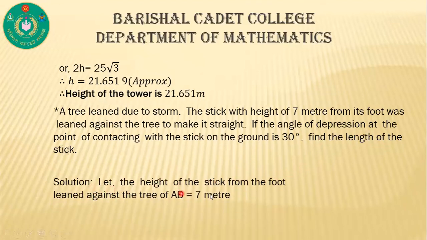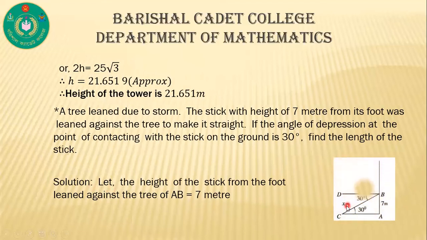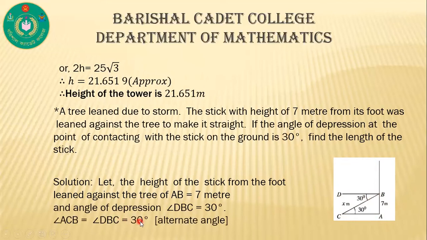Solution. Let the height of the stick of the foot of the leaned tree AB is equal to 7 meter. Here AB is equal to 7 meter. And the angle of depression angle DBC is equal to 30 degree given. We know the alternate angles are equal. That's why we can write angle DBC is equal to angle BCA is equal to 30 degree, because alternate angles are equal.